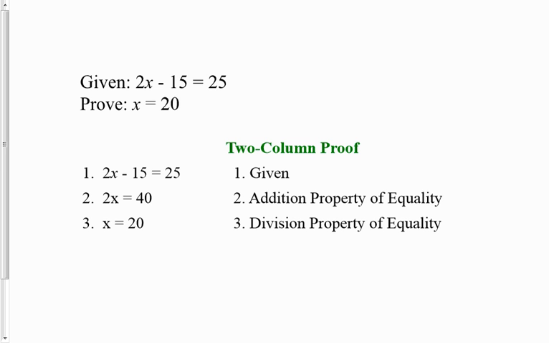It's given information. Step 2, remember we added 15 to the other side? Well, this is actually the addition property of equality, where we can add the same value to both sides of the equation without changing the solution set. And then to get step 3, we divided by 2, and this is the division property of equality, which tells us we can divide by the same thing on both sides of an equation without changing the solution set. So we have each step and each justification for why each step can occur.